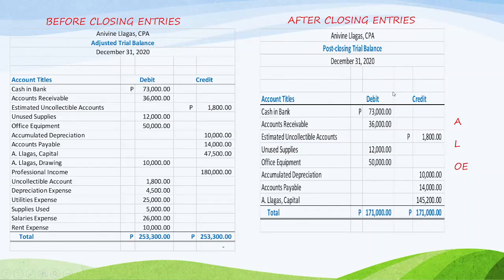Alright, so again, the post-closing trial balance is a trial balance prepared after the closing entries. Therefore, only the ALU remains here. These are the balance sheet accounts with open balances that will become the beginning balance of the next accounting period. So let us have a recap of what I discussed to you.